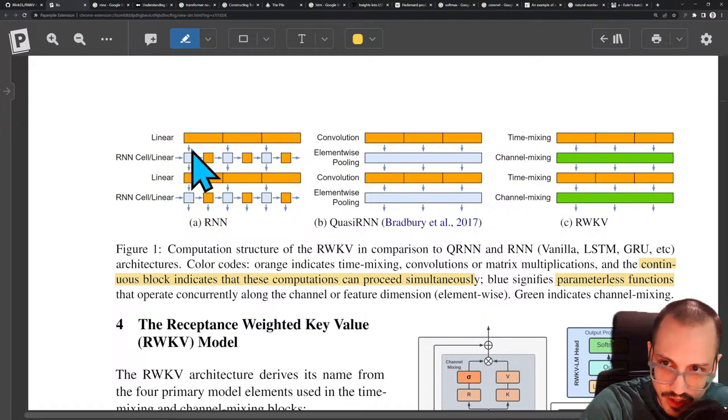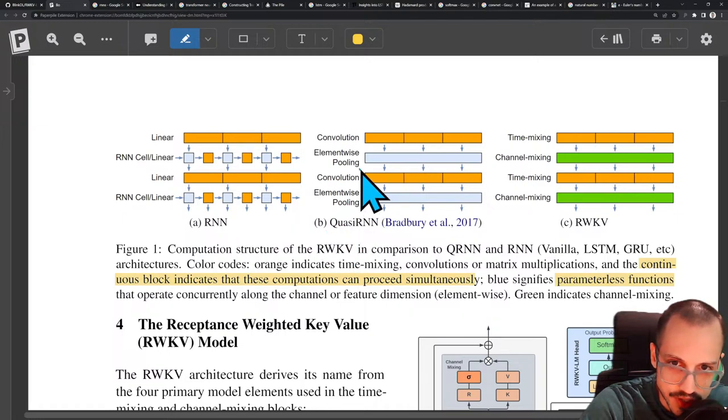You have your RNN cell, you get your input, that gives you the output. In order to calculate the next thing, you need both the input of this step and the output of the previous step. So that kind of makes sense. And here they're just showing you multiple RNN cells blocked or stacked together.